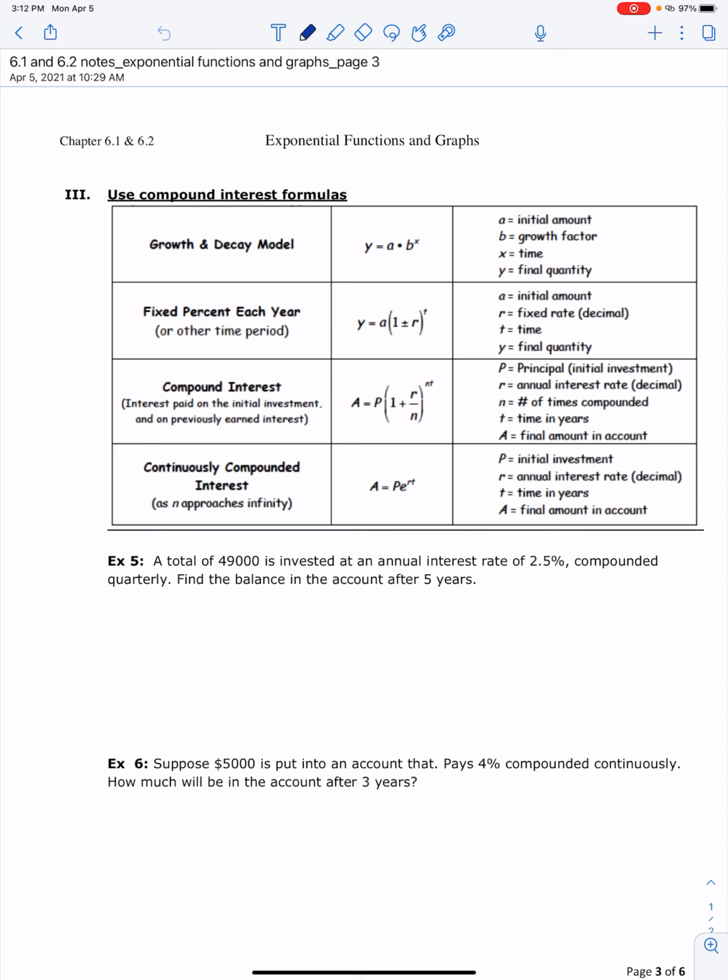We have a total of $49,000 invested at an annual interest rate of 2.5% compounded quarterly. So I'm going to start with that part, compounded quarterly. So I want this compound interest formula. Quarterly means that my n is going to be 4. 4 compounding periods each year. We're cutting this into 4 parts.